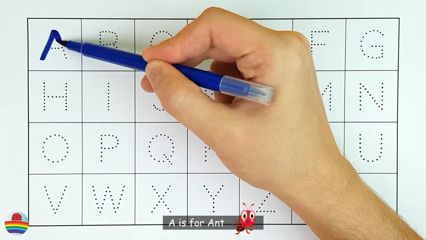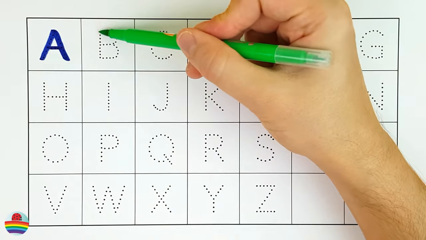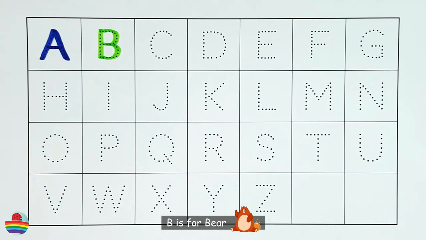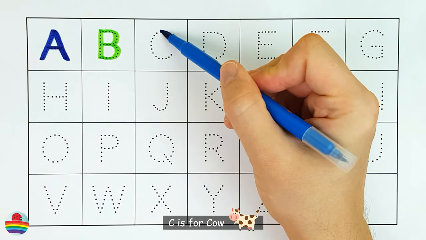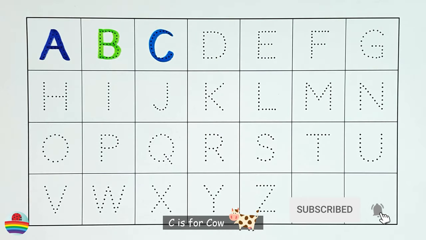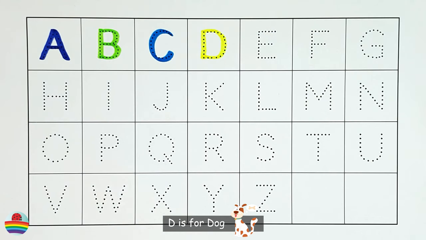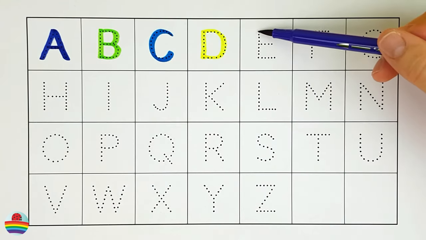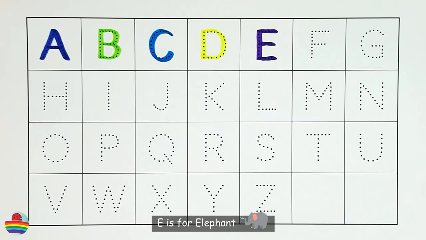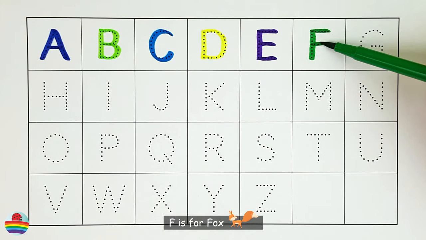A. A is for ant. A. B. B is for bear. B. C. C is for cow. C. D. D is for dog. D. E. E is for elephant. E. F. F is for fox. F.